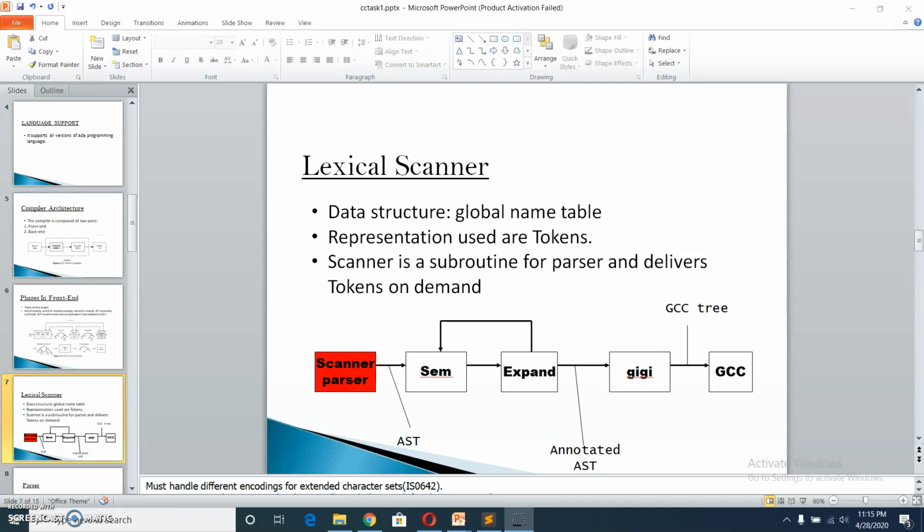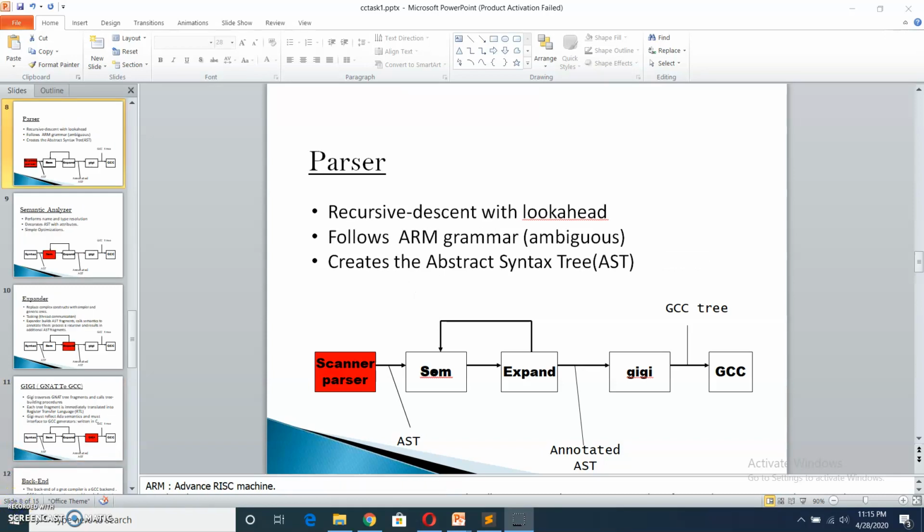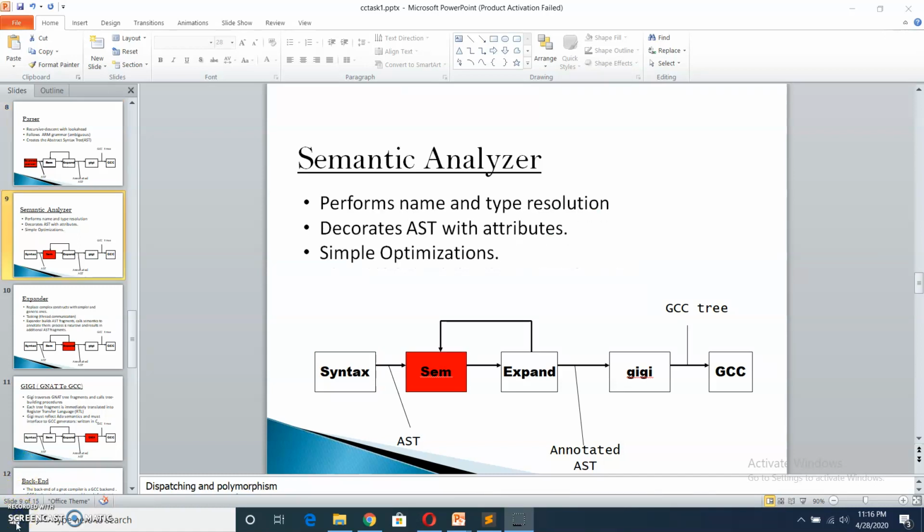First is the lexical scanner, which analyzes the input characters and generates the associated tokens. The parser verifies the syntax of the tokens and creates the abstract syntax tree, abbreviated as the AST. The second phase is the semantic analyzer, which performs all static legality checks on the program and decorates the AST with semantic attributes.